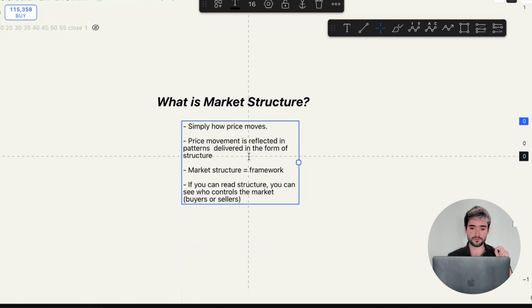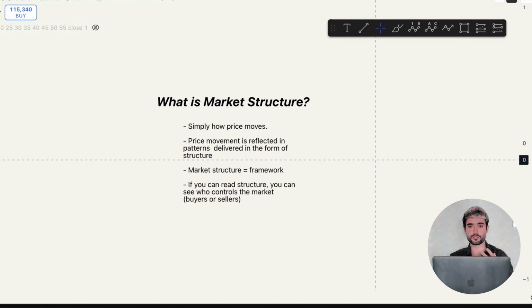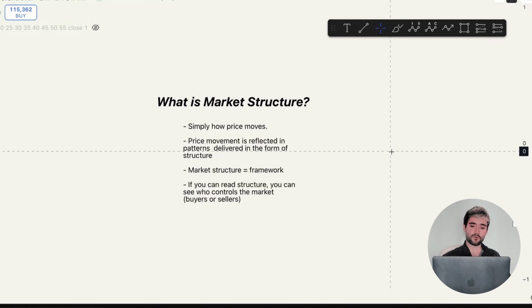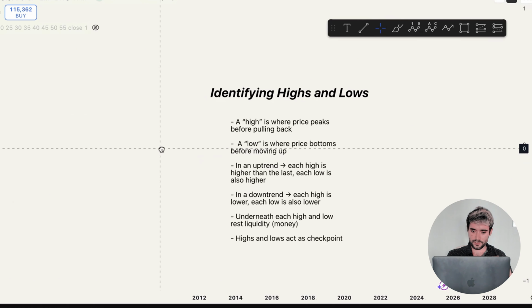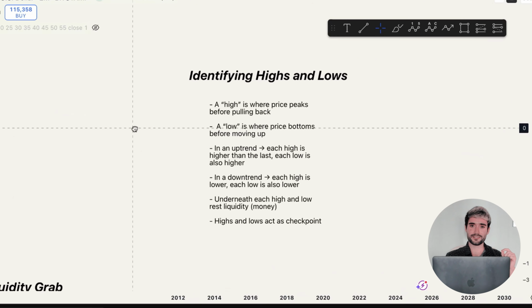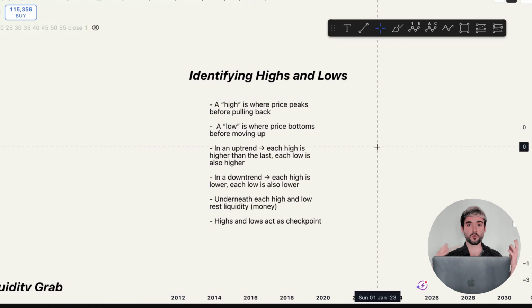Like mentioned earlier, price movement is reflected in patterns delivered in the form of structure. It is also crucial to understand that it's going to give you a framework for your entries and where the market is headed. After understanding what market structure is, let's get a little more technical and dive deeper. We want to understand how to identify highs and lows. A high is simply where price peaks before pulling back, and a low is where price bottoms before moving up.